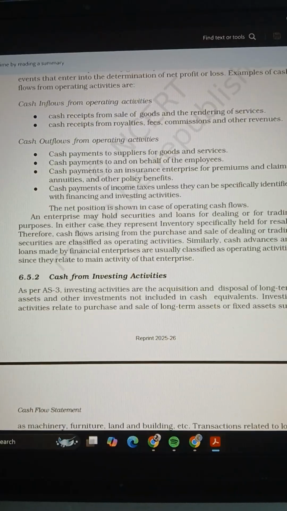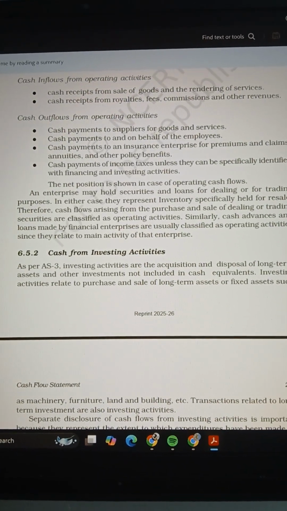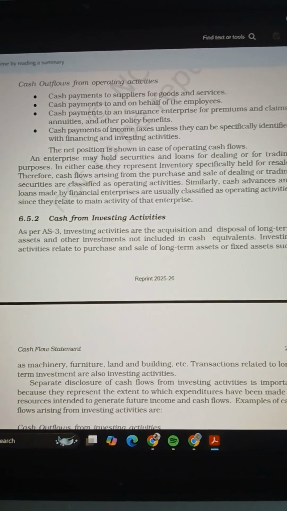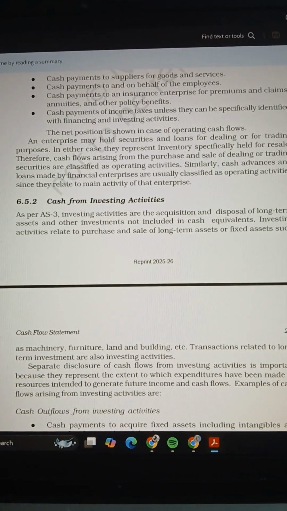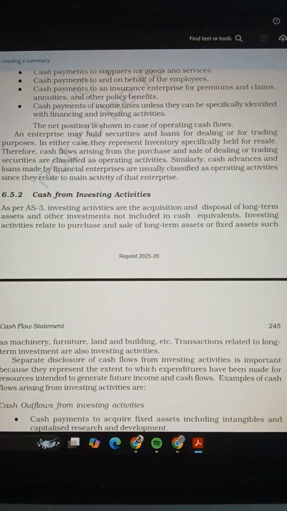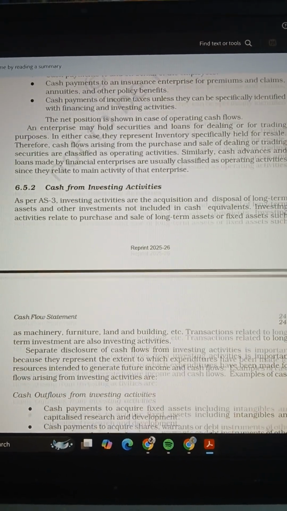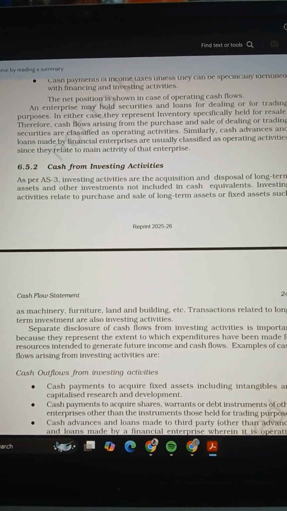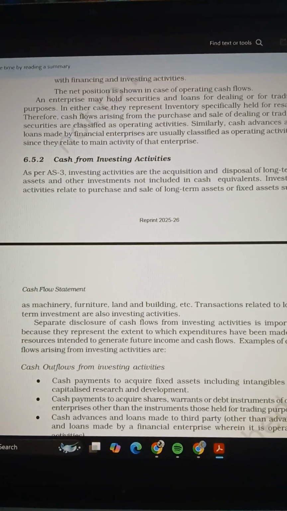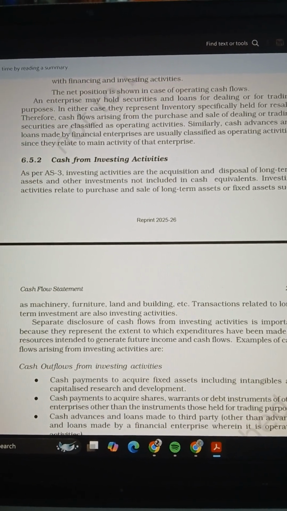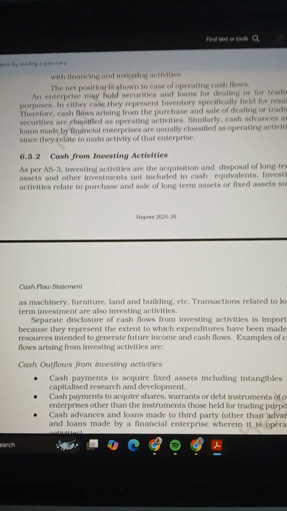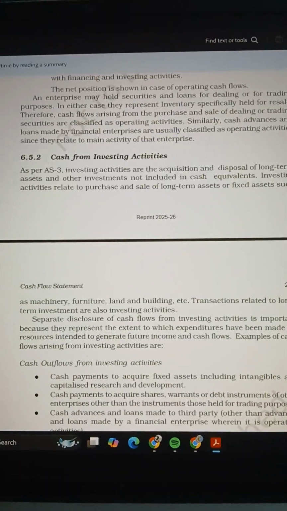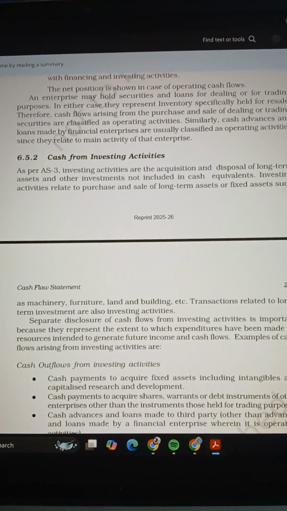The net position is shown in the case of operating cash inflows. An enterprise may hold securities and loans for dealing and trading purposes. In either case, they represent inventory specifically held for resale. Therefore, cash flows arising from the purchase and sale of dealing or trading securities are classified as operating activities. Similarly, cash advances and loans made by financial enterprises are usually classified as operating activities since they relate to the main activity of the enterprise.